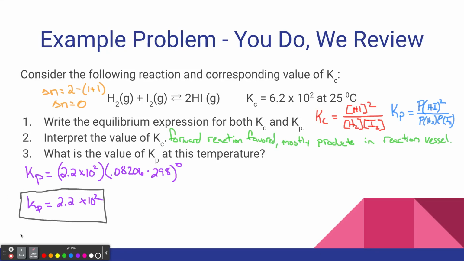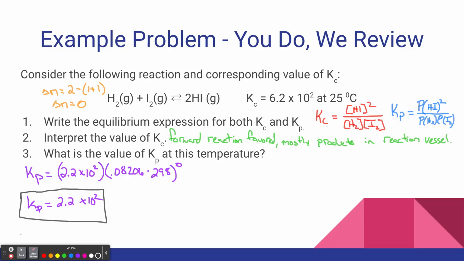All right, everyone, and I hope you were able to get the equilibrium constants for Kc and Kp respectively. So the equilibrium constant for Kc is equal to the concentration of HI to the second power over the concentration of H2 times the concentration of I2. For Kp, we would write the partial pressure of HI to the second power over the partial pressure of H2 times the partial pressure of I2.